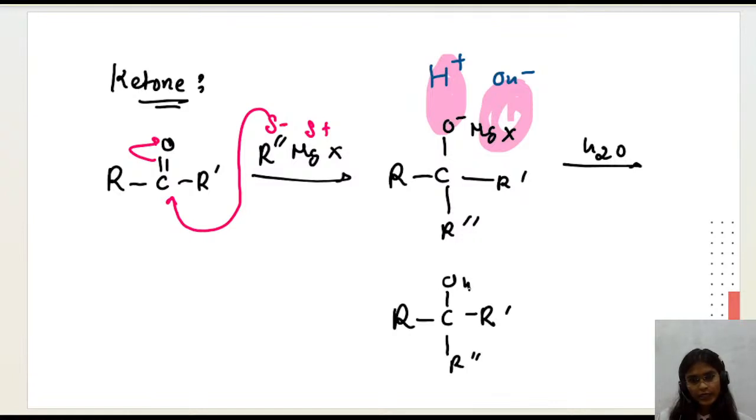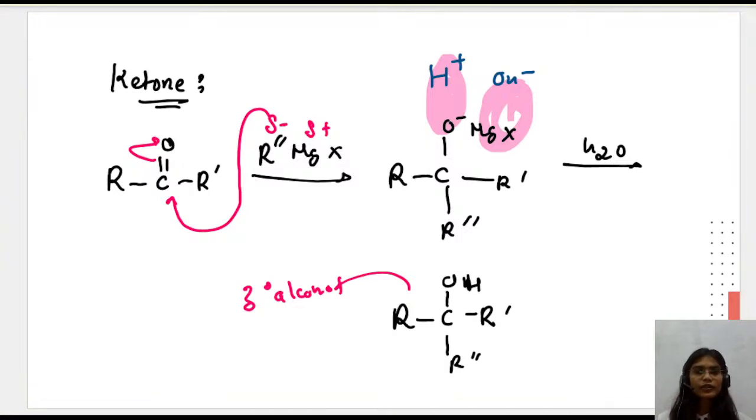Okay, it's R dash and it's R only. Now what is it? If you observe, this is a tertiary alcohol. So this time the complete scenario changes. With the ketone we're getting a tertiary alcohol, and with the aldehyde we're getting a secondary alcohol, okay? So this is all for the case.